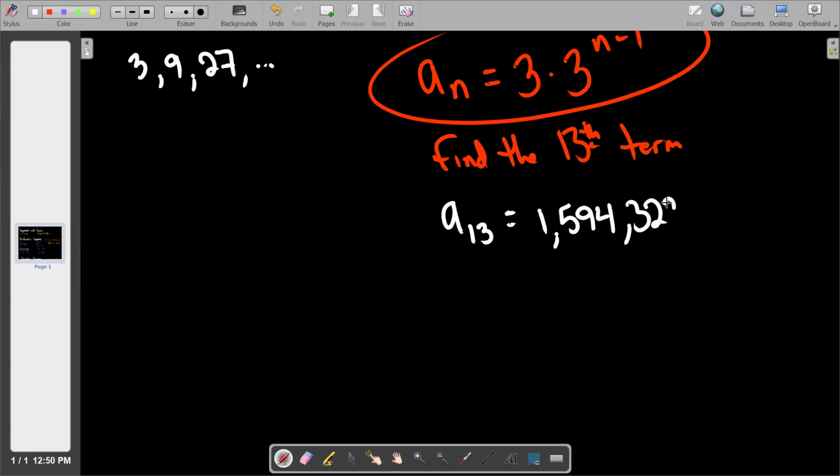594,323. Maybe we got one of them poltergeists in here. Did you hear a noise over there? Okay, yeah, me too. Is that better? Yep.